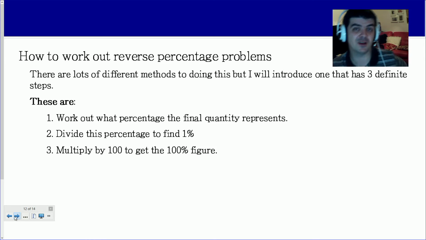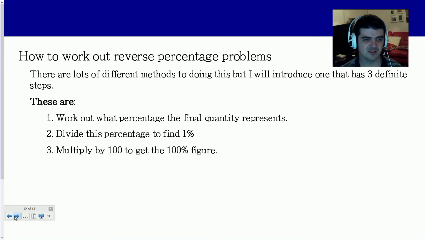So like I said beforehand, I would try and do these solutions so that you have steps to work through so that you could get the answer. The 3 steps you can copy down in your notes are this. Work out what percentage the final quantity represents. Divide this percentage to find 1% and multiply it by 100 to get the 100% figure. So it's just the same as other proportion problems you've done in the past.